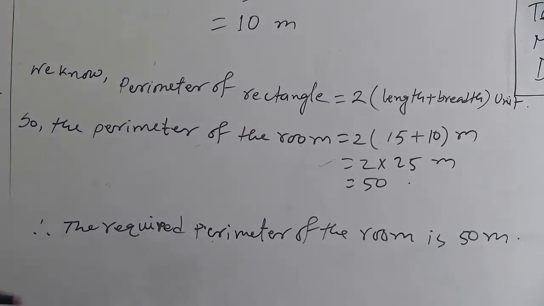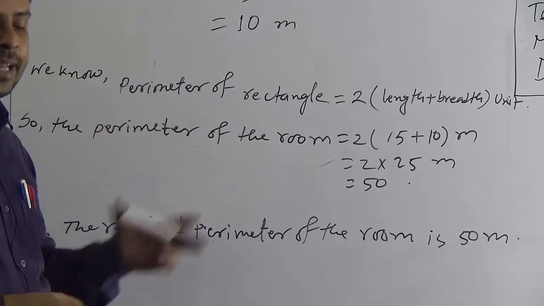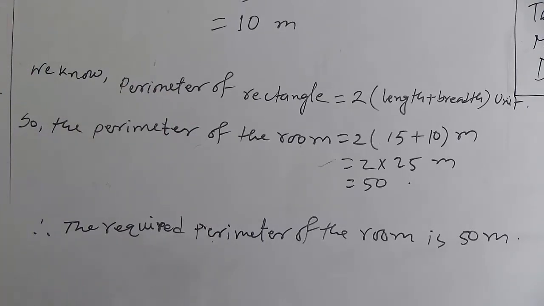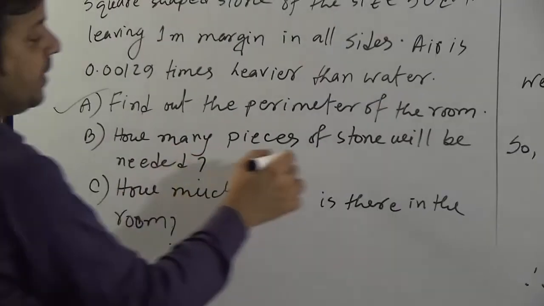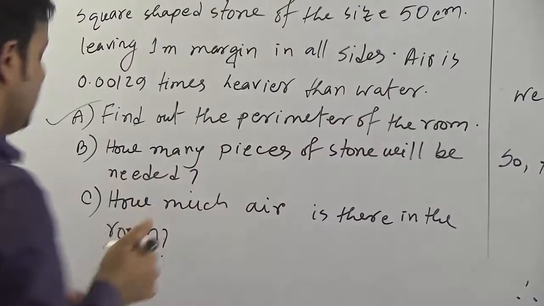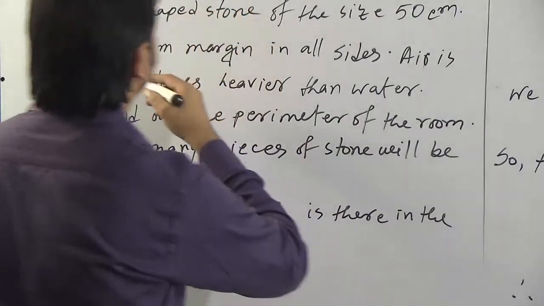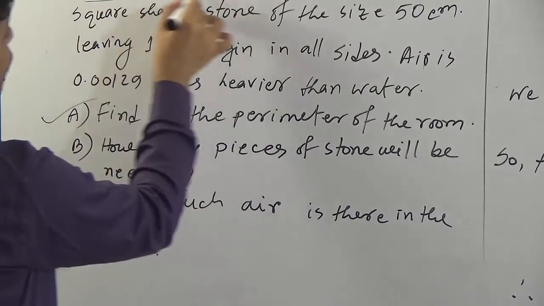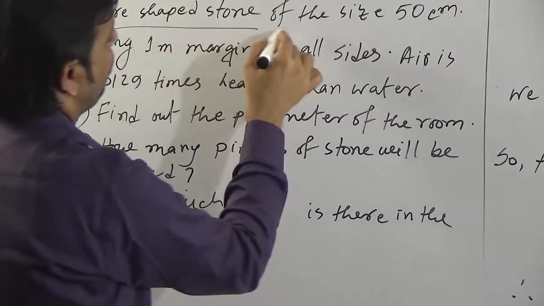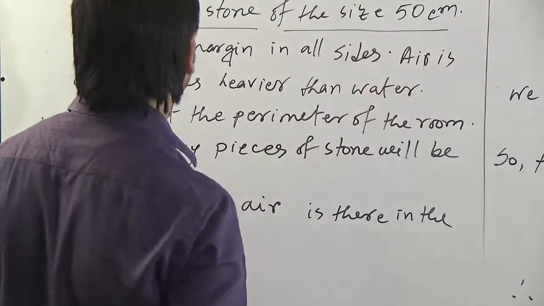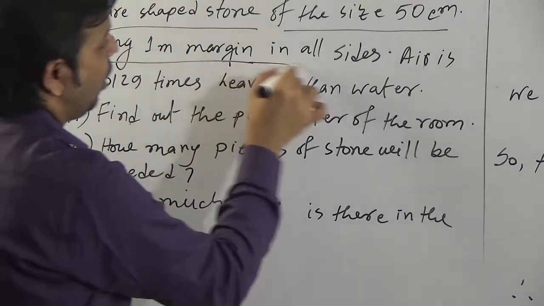Dear students, I hope you have understood the solution of question A. Now I have to solve question B. What is question B? How many pieces of stone will be needed? Dear students, if you notice here in the statement, the floor of the room is set with square shaped stone of the size 50 centimeter, leaving 1 meter margin in all sides.